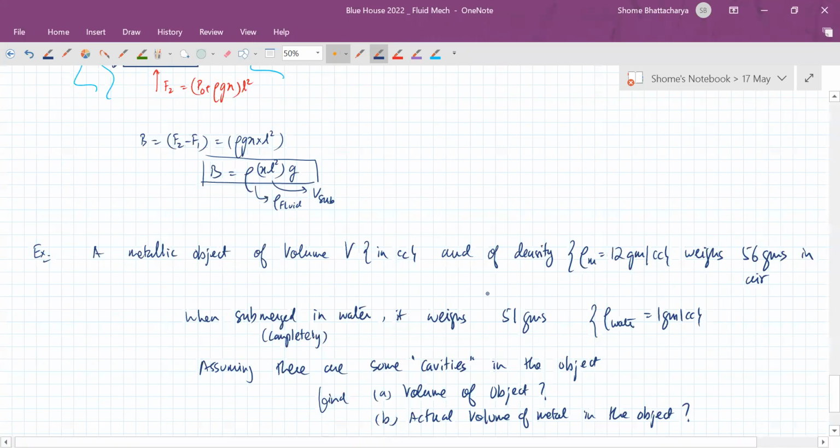This is a crude method. Nowadays nobody uses this method. But this was a method that was used once upon a time to understand whether there was any impurity mixed along with the precious metal in ornaments, etc. Just try out this question.